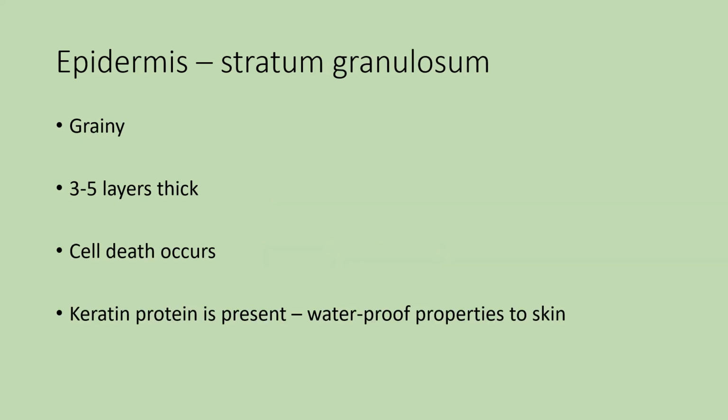The stratum granulosum, here these look grainy, that's how it gets its name. It's about 3 to 5 layers thick. This is where the cells start dying. That keratin protein is present. That helps, as I said earlier, it gives some waterproofing properties to the skin.